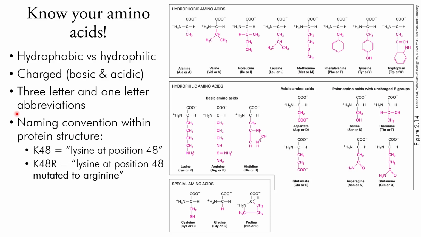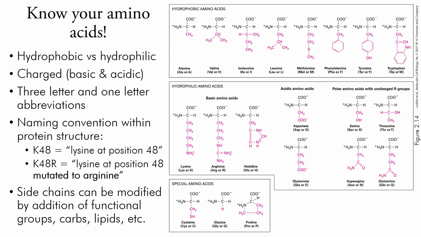But right, as is such the case, mutations happen, and sometimes that native amino acid gets changed to something else. We'll then follow this number with the amino acid that it got changed to. So in this case, we have K48R, which means that this lysine at position 48 was mutated to arginine.